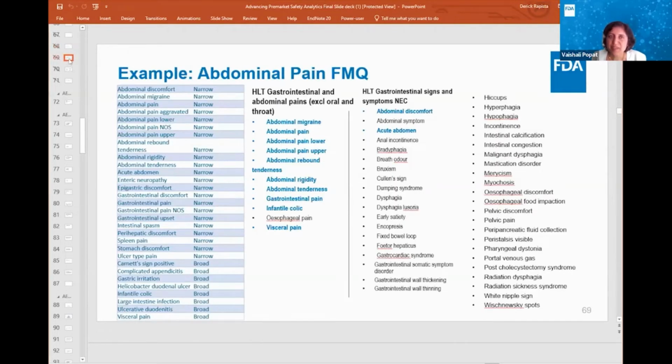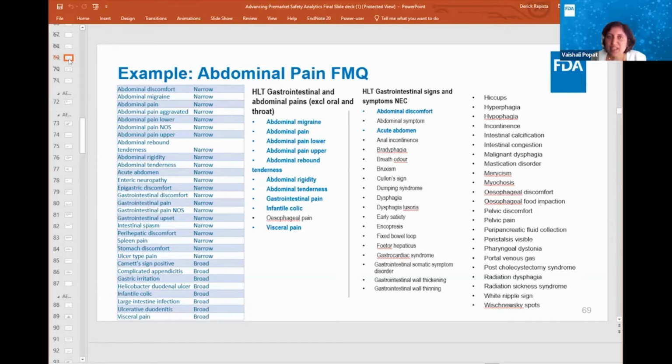Right, so here's an example of the FMQ with HLT and HLGT side by side. You can see that FMQs actually go across SOCs, while HLT and HLGT do follow that system organ class. So the example that Alice showed about pulmonary edema versus heart failure: heart failure will be mapped to cardiovascular, pulmonary edema will be mapped to respiratory, but they are basically the same thing. So FMQs basically don't follow that hierarchy, which is actually an advantage compared to just the MedDRA hierarchy.